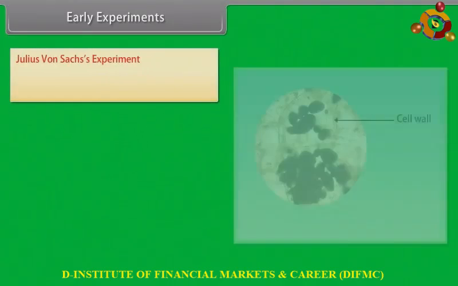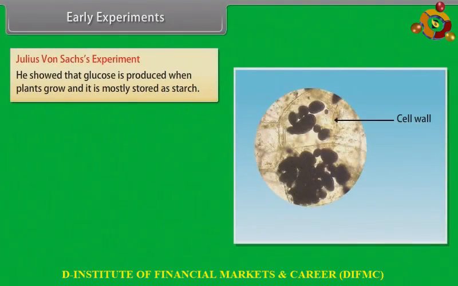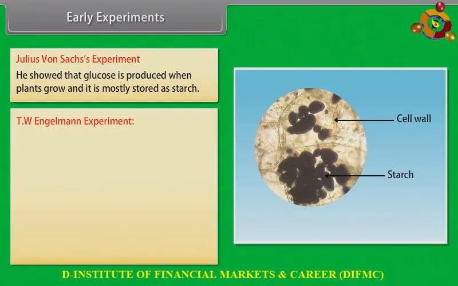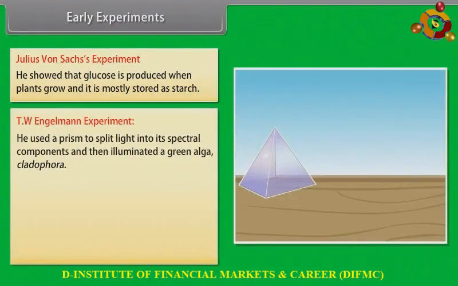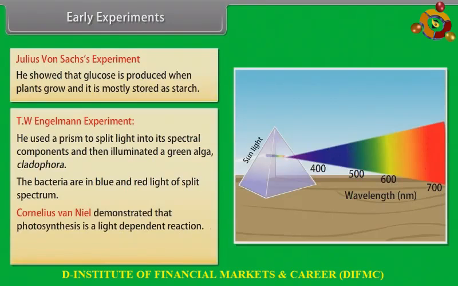Early experiments. Julius von Sachs's experiment. He showed that glucose is produced when plants grow and it is mostly stored as starch. T.W. Engelmann's experiment. He used a prism to split light into its spectral components and then illuminated a green alga, Cladophora. The bacteria gathered in the blue and red light of the split spectrum. Cornelius van Niel demonstrated that photosynthesis is a light-dependent reaction.